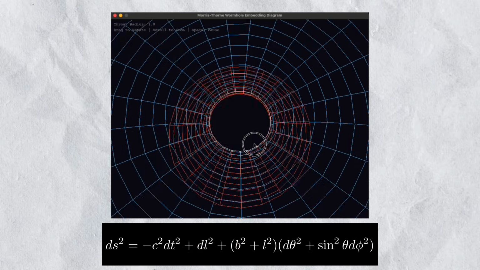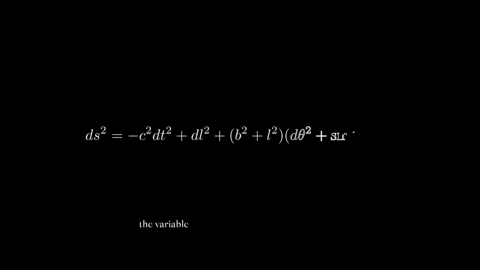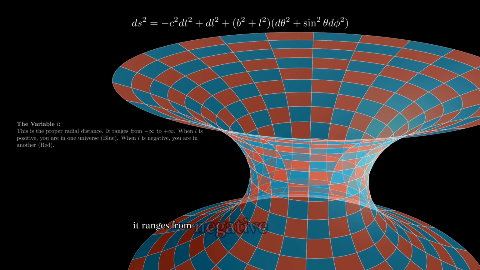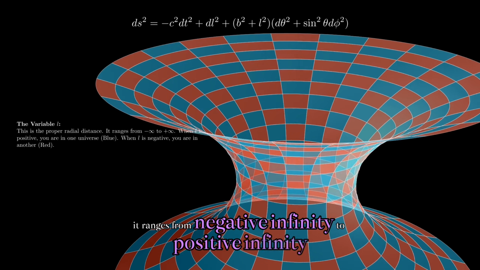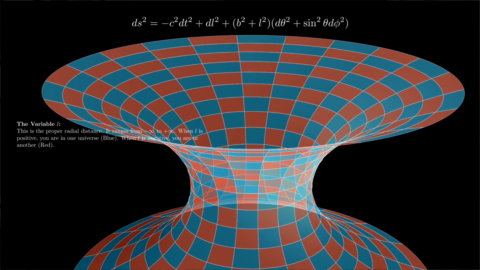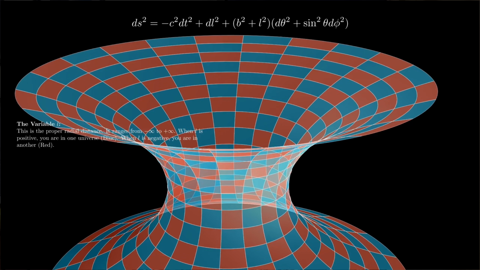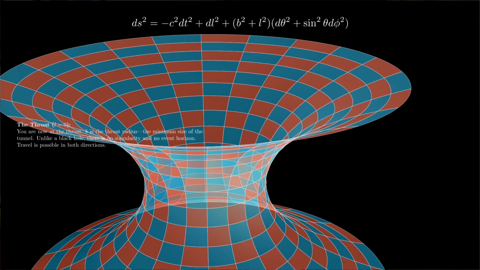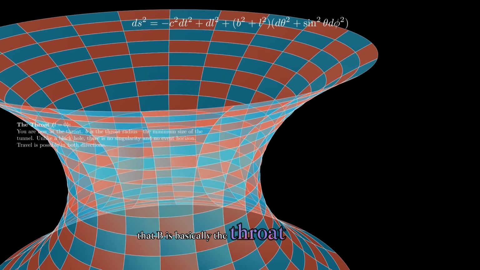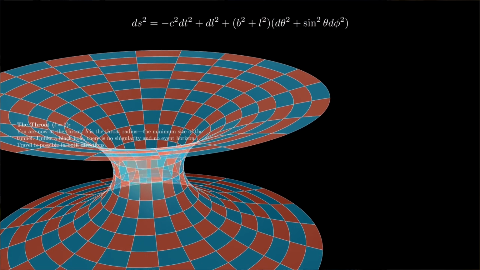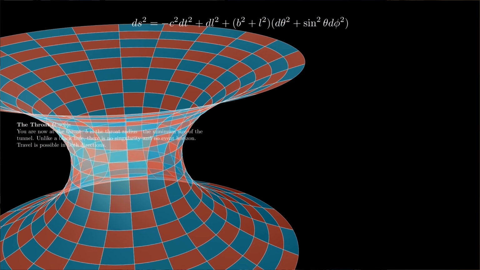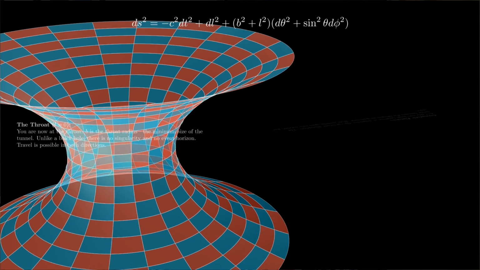Well, let me now break down this metric. The variable L is the proper radial distance. It ranges from negative infinity to positive infinity. When L is positive, you're in one universe. When L is negative, you're in another. And at L equals 0, you are at the throat of the wormhole. That b is basically the throat radius, the minimum size of the tunnel. Unlike a black hole, there is no singularity here, no event horizon. You can go through and come back.